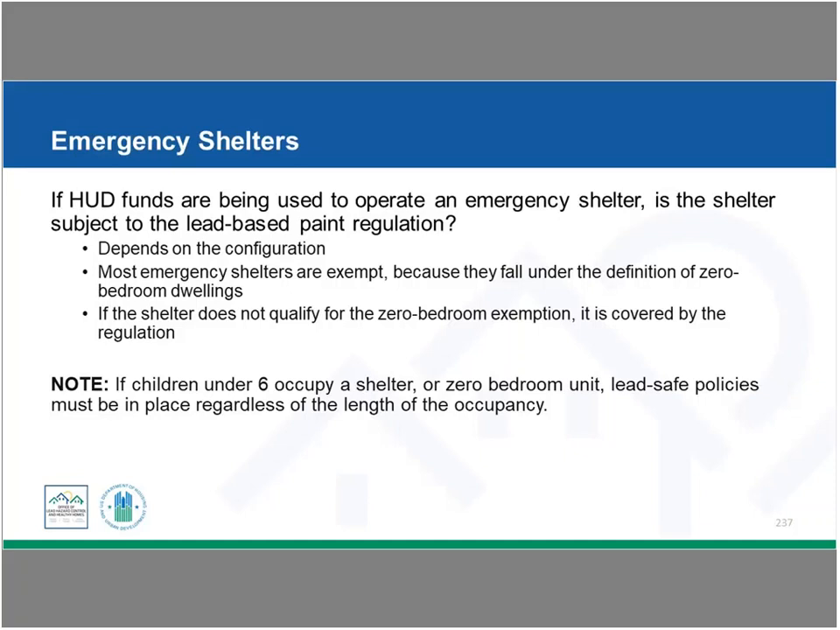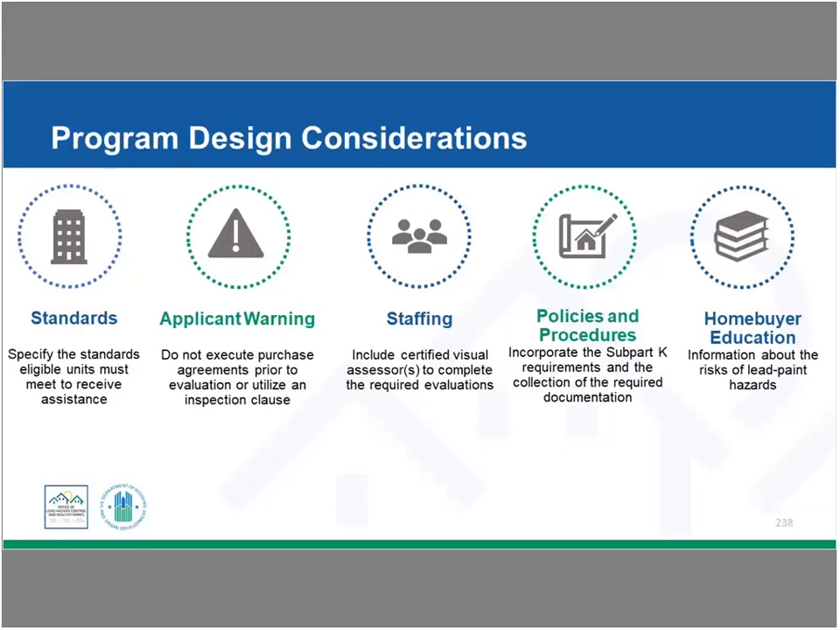Now, as Chris pointed out, it's really important to always understand that the exemption goes away if, in that 0-bedroom dwelling shelter, we either have children under the age of 6 or we're expecting to have children under the age of 6. I would think as part of operating an emergency shelter, if you have the ability, you would want to have done the visual assessment and treat, because we want to make sure that these are safe areas. But these are the requirements under Subpart K. So things to consider as you're considering your program design.